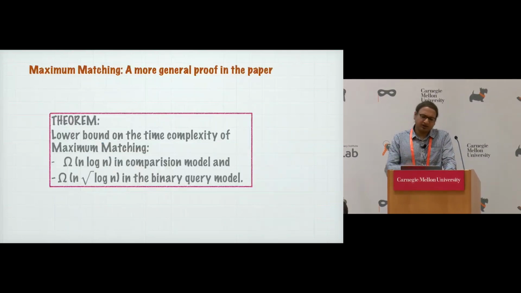In the paper we do a much stronger proof, which also proves a lower bound in a stronger model, the binary query model, where we prove only an n square root log n lower bound. If you want to work on a challenging and interesting open problem, can you improve this lower bound in the binary query model? I won't explain right now what the model is. But that is a good open problem, still open.